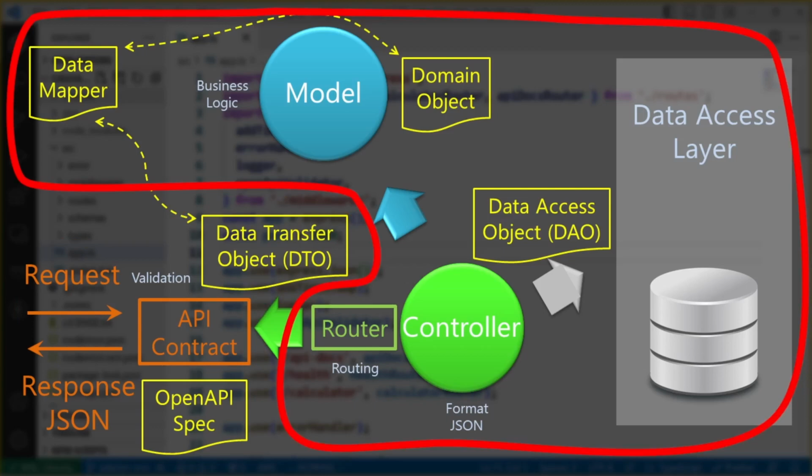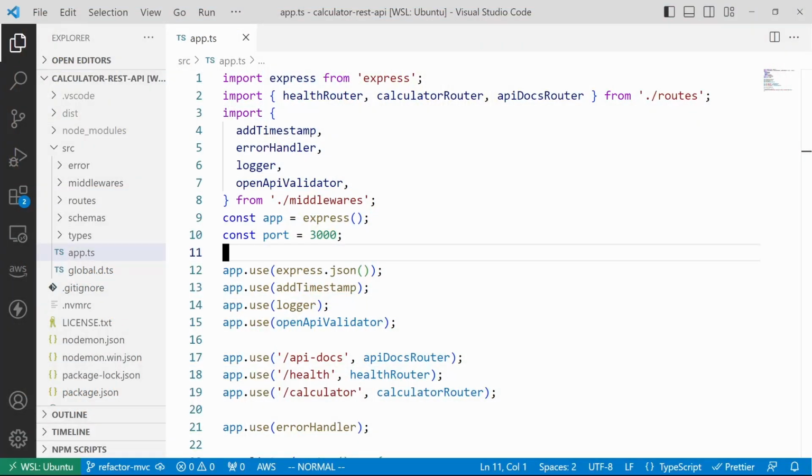This video will focus on the model and controller of the MVC pattern, as well as the data access layer. I'll be creating domain object to handle business logic. I will use data access object to persist and retrieve domain object from the data layer. I will also create data mappers to convert between data transfer object and domain object. The controller will be used to coordinate the workflow in each endpoint.